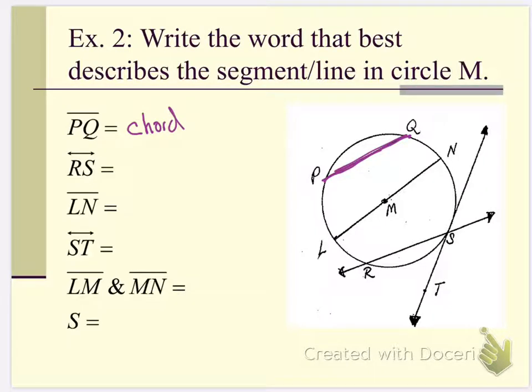Next up, let's go RS. RS is a line. You see it has arrows in the end of what it's calling it. So it intersects the circle 2 times, arrows on it. That means that this has to be a secant.